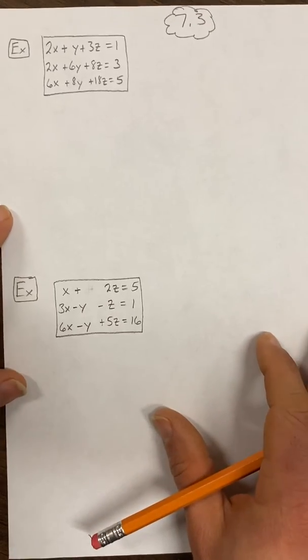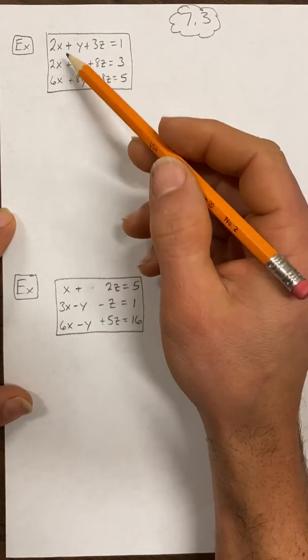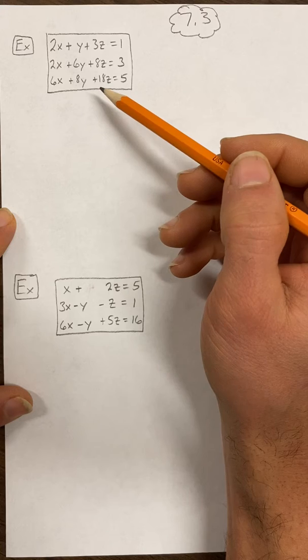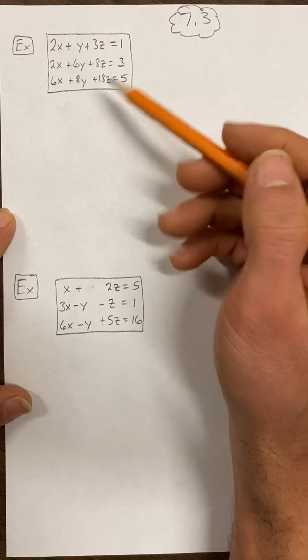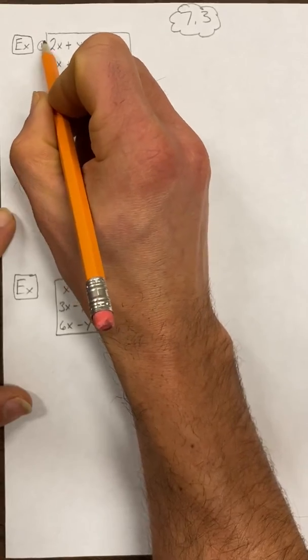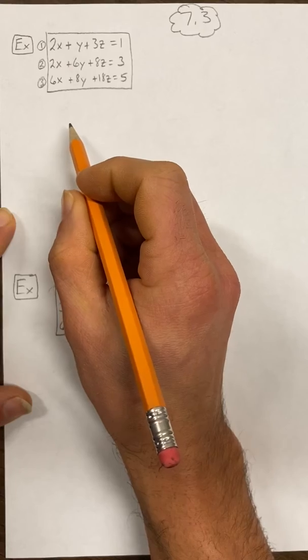So like we had mentioned in class, if you get a 3x3 system, it's your job to try to eliminate one of these variables, either the x's, the y's, or the z's. Our job is to try to get it down to a 2x2 system because we know how to solve those. So like we did in class, I'm going to number these equations, so as I do my work, it's easy to figure out what's going on.